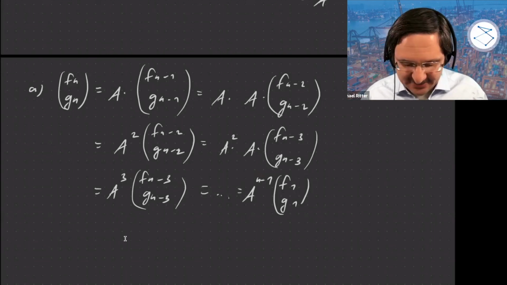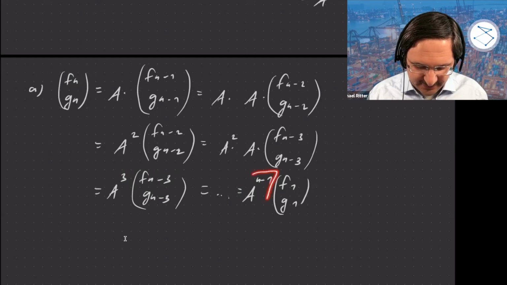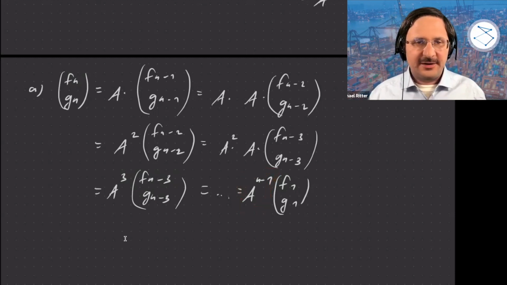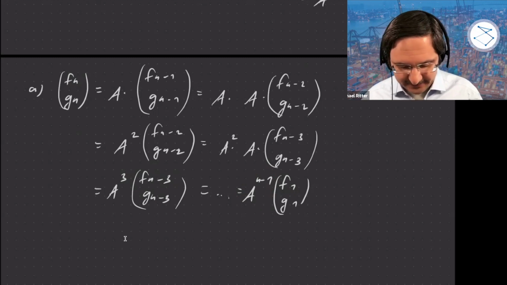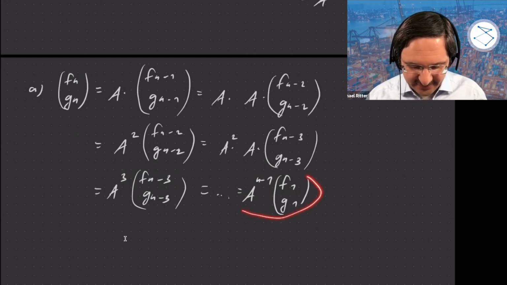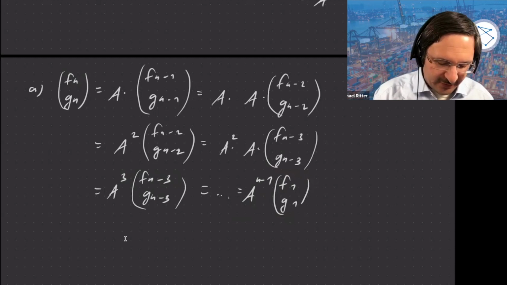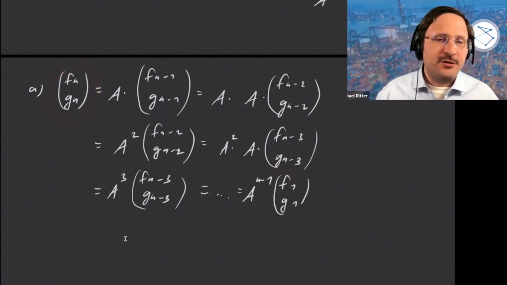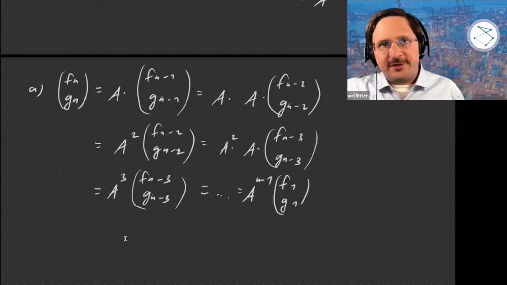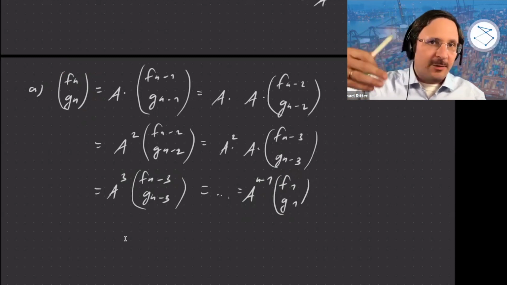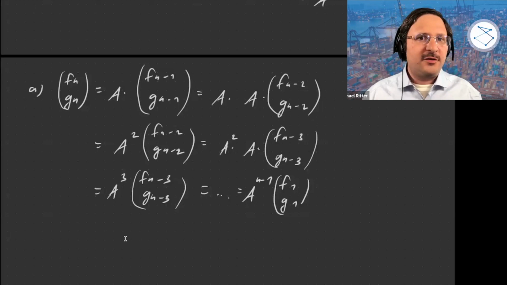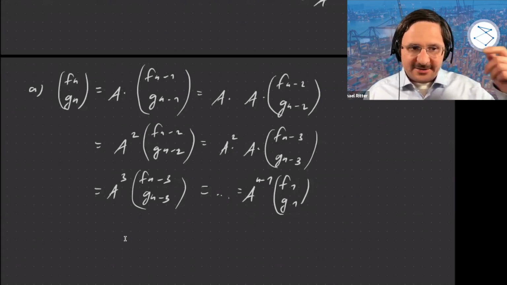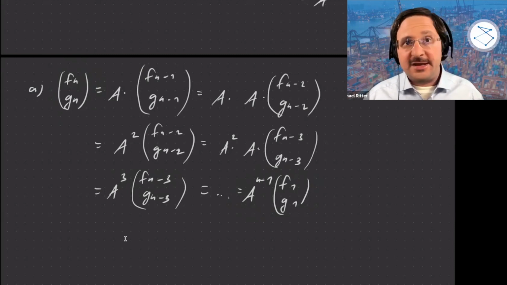So the question is, is there a way to compute this a to the n minus 1 efficiently? And if we can do this, then this here will yield an explicit formula for fn and gn. So instead of having to compute the Fibonacci numbers recursively, we could now apply that explicit formula and compute any Fibonacci number we want directly. And that's exactly what will happen in B and C.